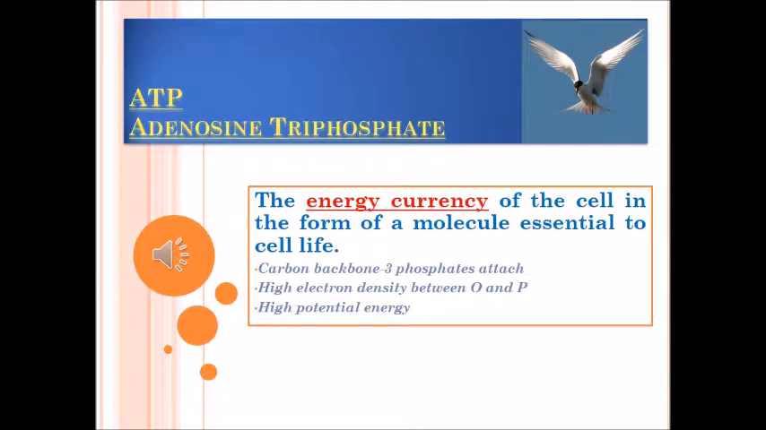So I'll give a brief introduction on what is ATP. ATP, adenosine triphosphate, is the energy currency of the cell, a molecule essential to cell life. It contains a carbon backbone with three phosphates attached. It has high electron density between oxygen and phosphorus and has a high potential energy.